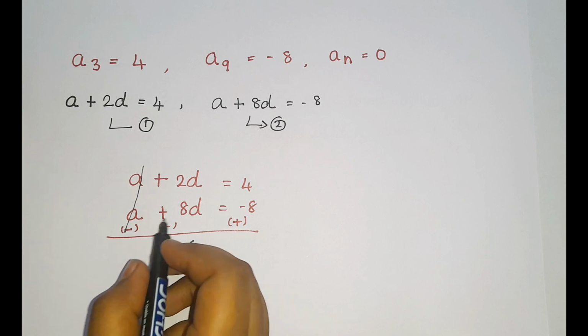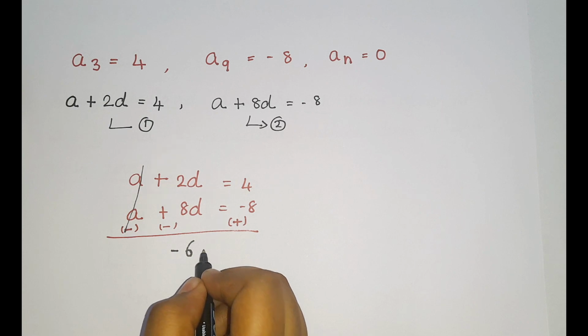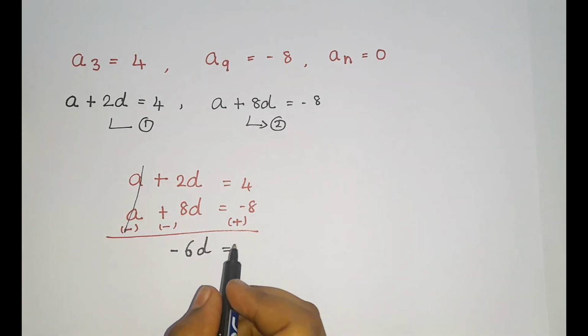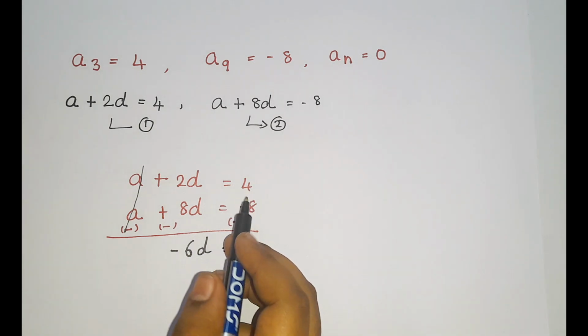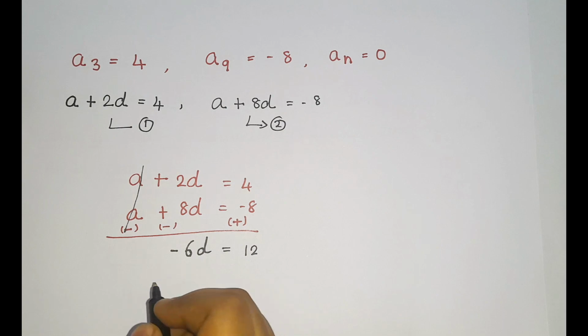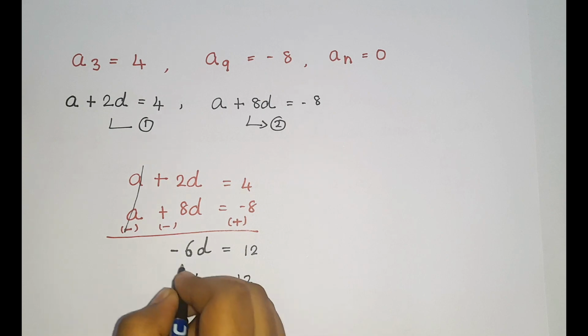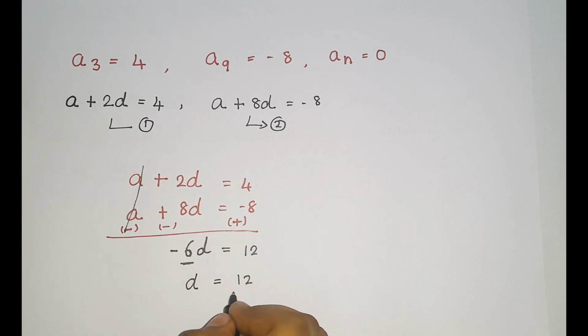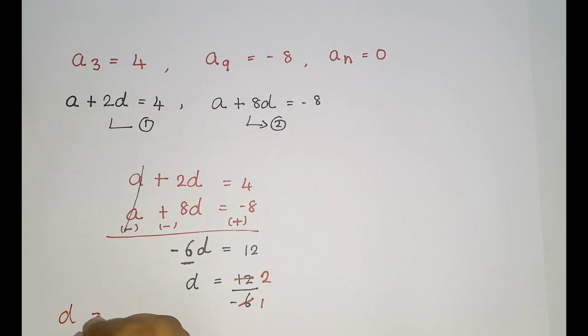So 8 is the greatest number and it has a minus sign, so let us write the minus sign as it is, and d as it is, equal to, and here now it is plus 8, right? So 8 plus 4 is 12. Now d is equal to 12 over minus 6. When it comes to this side, it is divided by minus 6. Now we can cancel them: 6 ones are 6, 6 twos are 12. So the d value is minus 2.